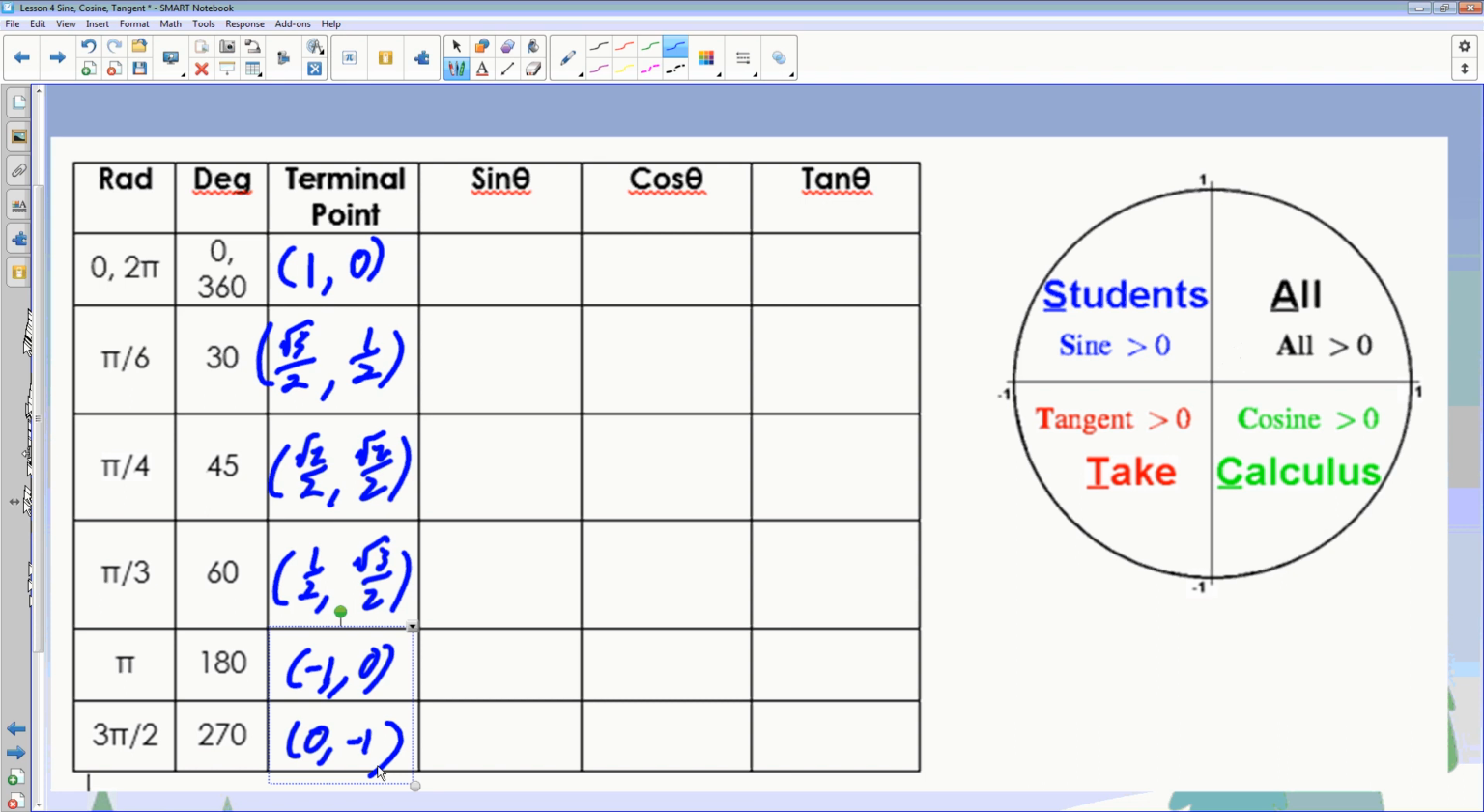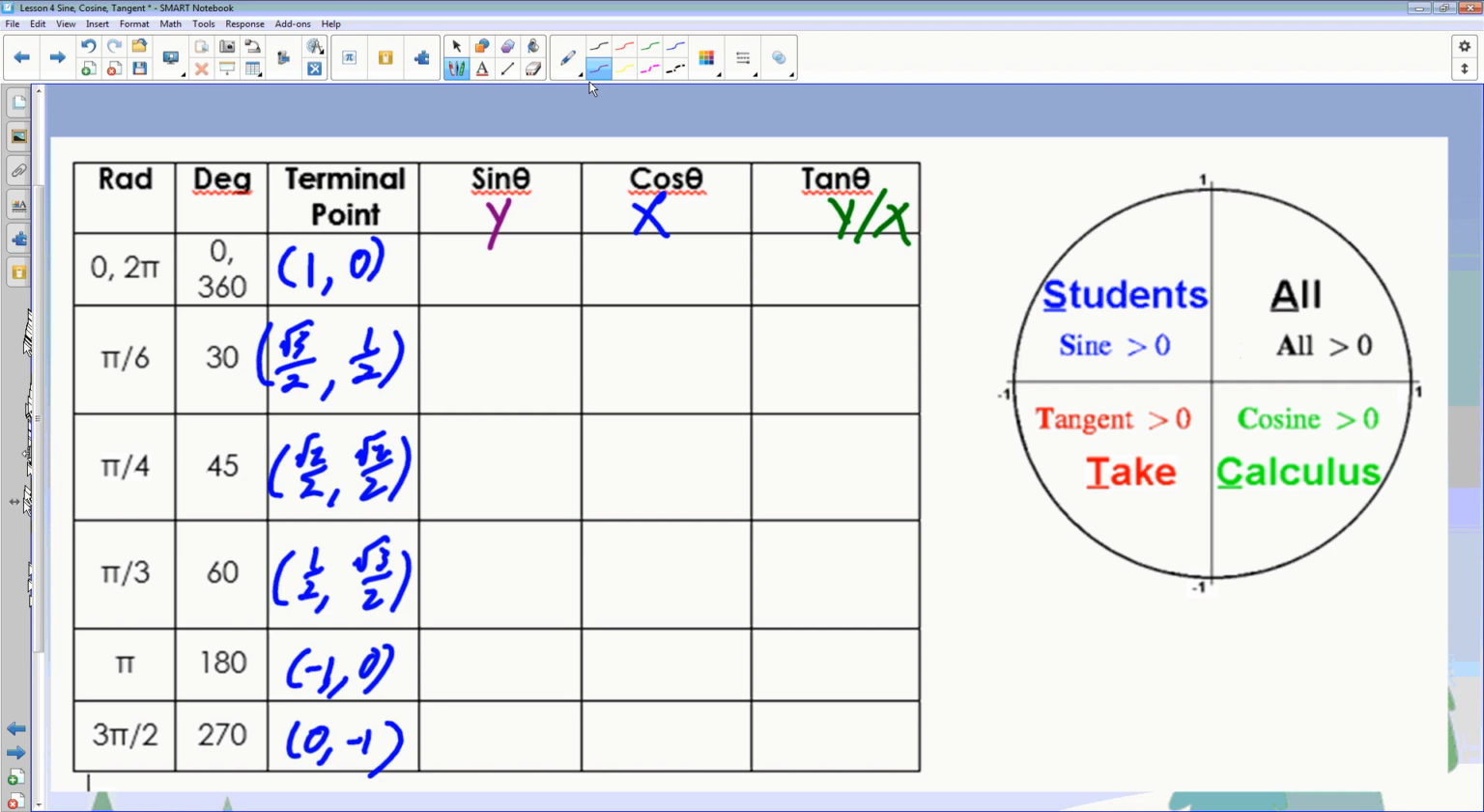Okay, so remember, because we're dealing with a unit circle, our radius is 1. Our sine is going to be y. Our cosine is going to be x. And our tangent is going to be y over x. All right, so let's just run through those really quick.